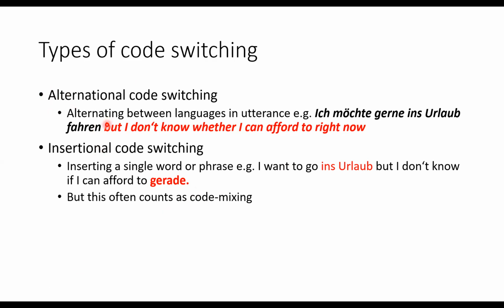So what we're mostly going to be looking at when we look at different types of code switching from a structural point of view is what has been called alternational code switching. Okay.